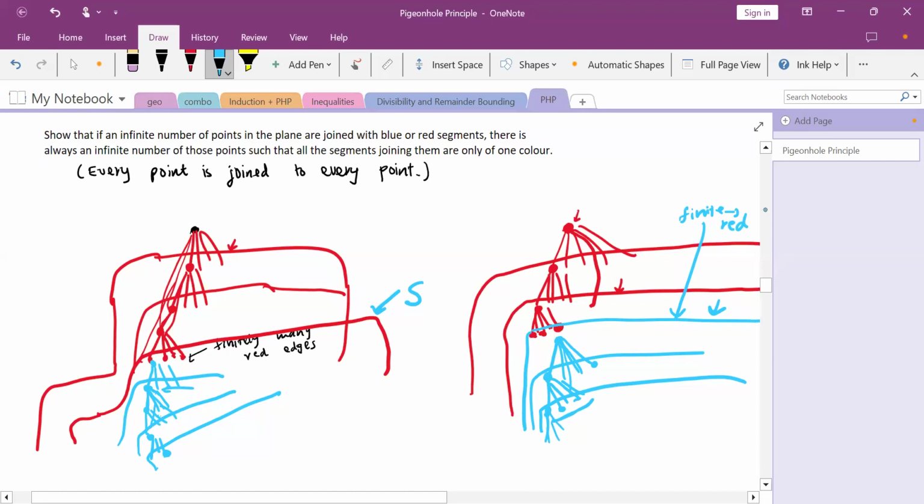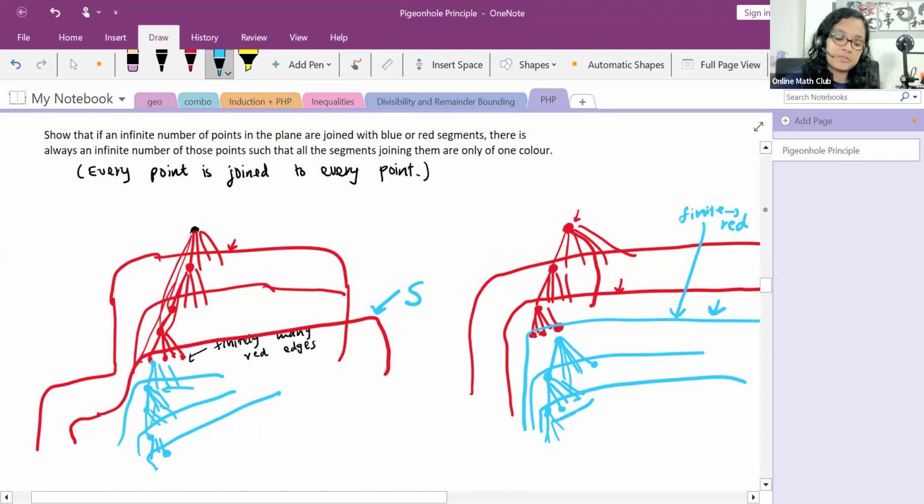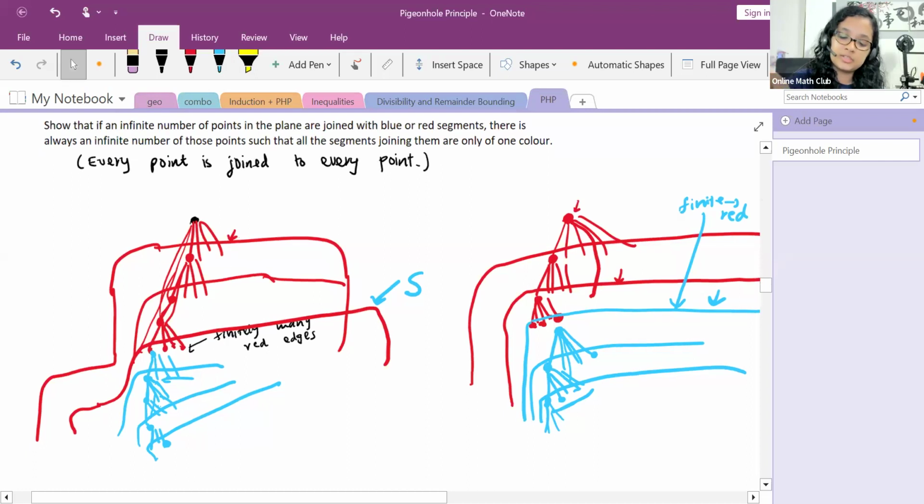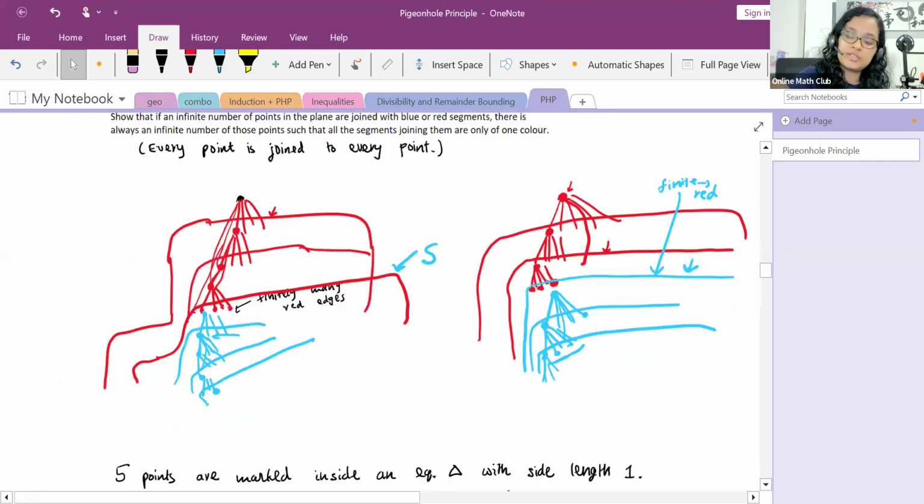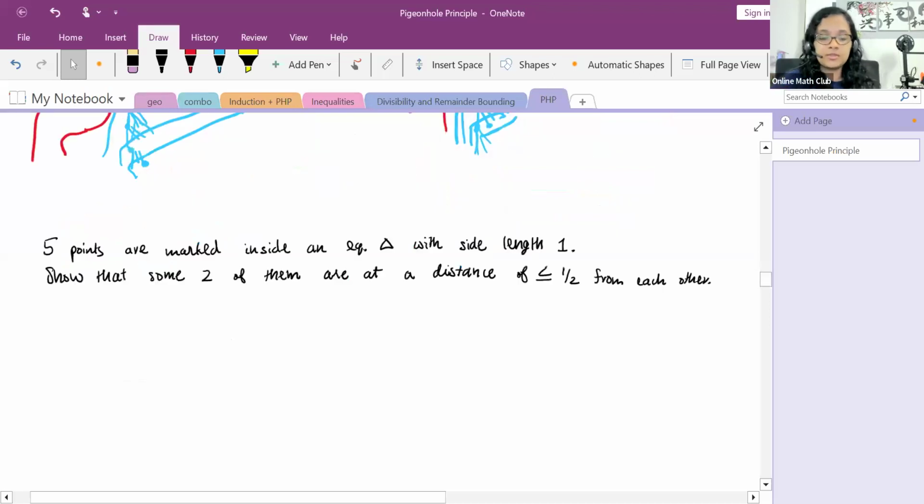Okay, got it. So if anyone else has any questions, please ask. If not, I'll move on to the next problem. This is not really infinite PHP, it's just a normal PHP problem.